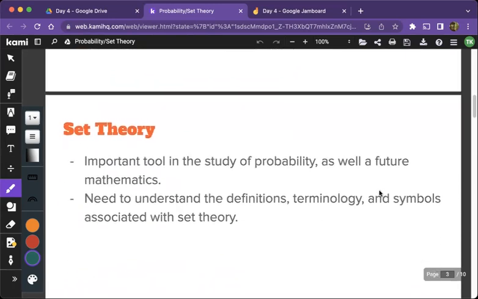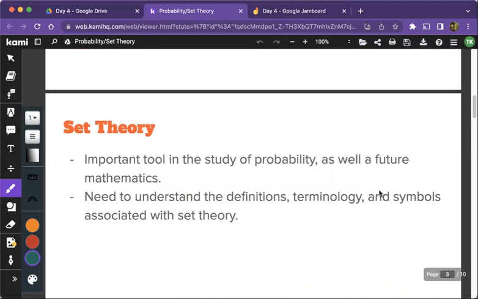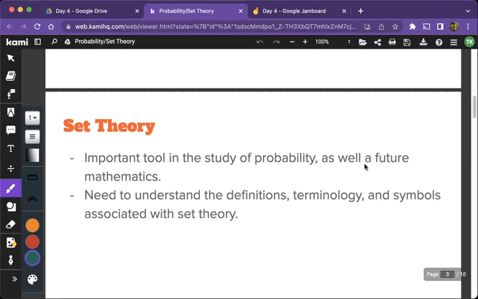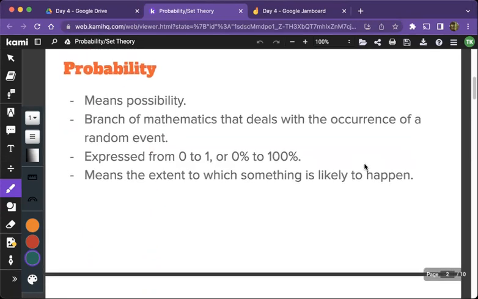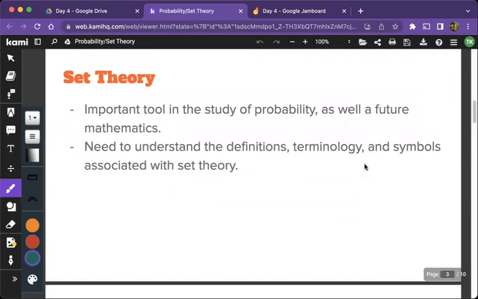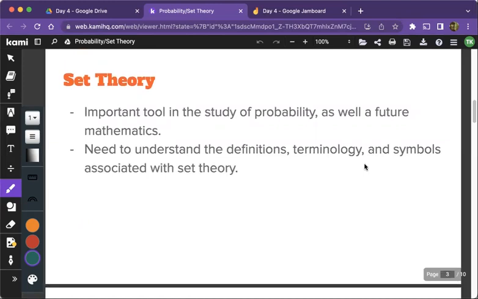Now, we're going to be talking about sets, and it's an important tool in the study of probability as well as future mathematics. You need to understand the definitions, terminologies, and symbols associated with set theory. Before I get to the next symbol, I'm going to give you an example of what set theory is. From Algebra 1, when you learned about rational and irrational numbers, they are all sets of the real numbers because both of them are real numbers. So they are sets. It's kind of like a part of something.